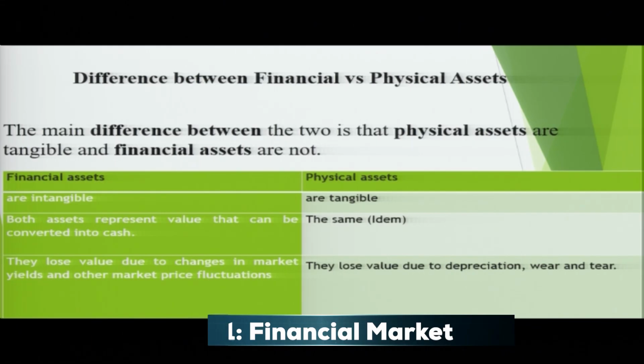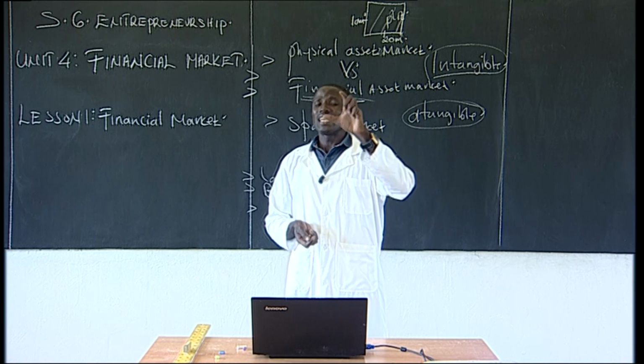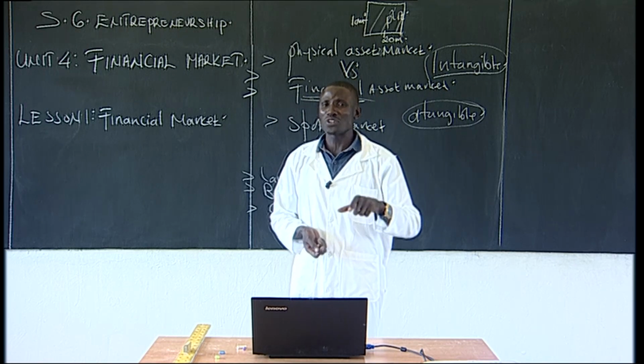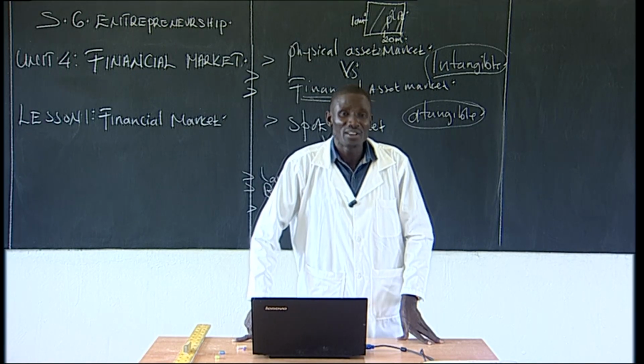Physical assets, we looked at them, examples of tangible goods. We are having land, we are having buildings, we are having cars, and etc. Isn't it? So those are what we call physical assets that we can see. Then intangible, what we have called financial assets, for them you cannot see them. Isn't it? That is one difference.